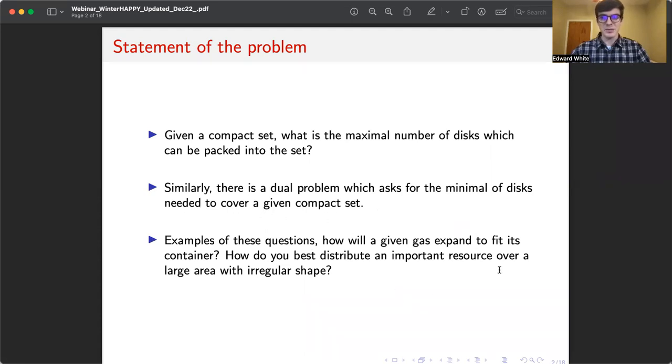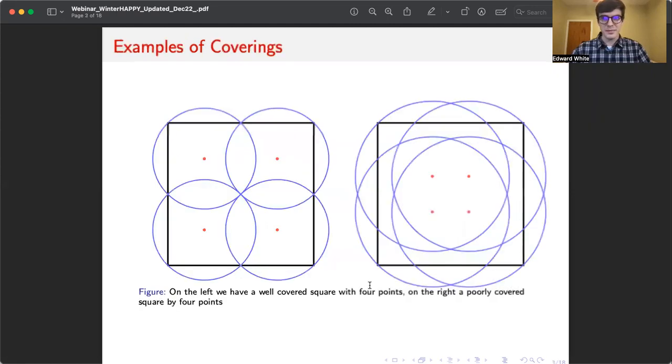Related to this, we could think about how this could be applied in some other settings, such as if you give me a type of gas and it needs to fit into a large container, how is that gas going to expand to fit that container? Or how would you distribute an important resource to cover a given large area that maybe has an irregular shape?